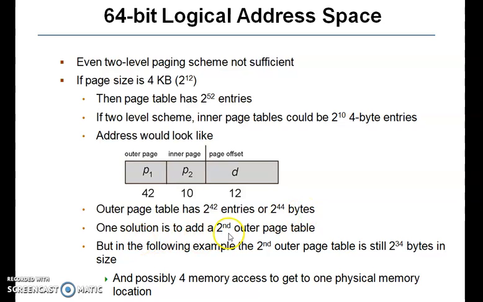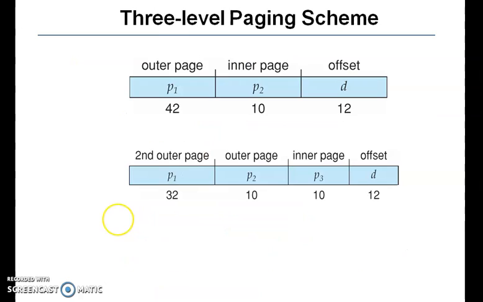One solution is to add a second outer page table. But in the following example, the second outer page table is still 2 raised to 34 bytes in size, and possibly 4 memory accesses are needed to get to one physical memory location. This is an example of a 3-level paging scheme.